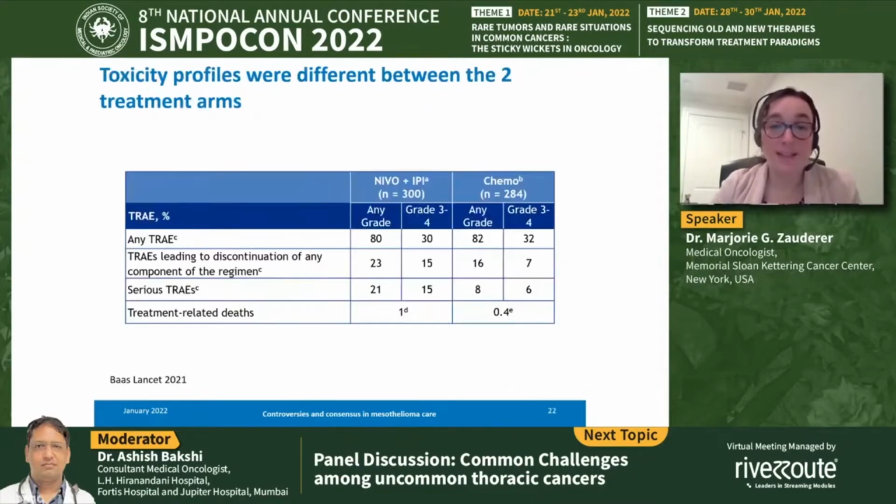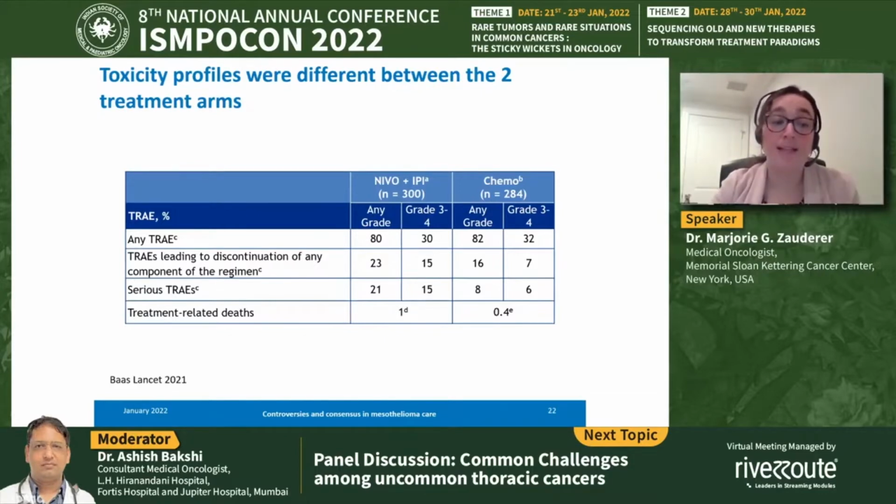When considering this clinical decision, it is also important to remember the increased toxicity associated with immunotherapy, including more than twice as many treatment-related deaths. Many patients mistakenly assume that immunotherapy is less toxic than chemotherapy, but the data do not support this conclusion.